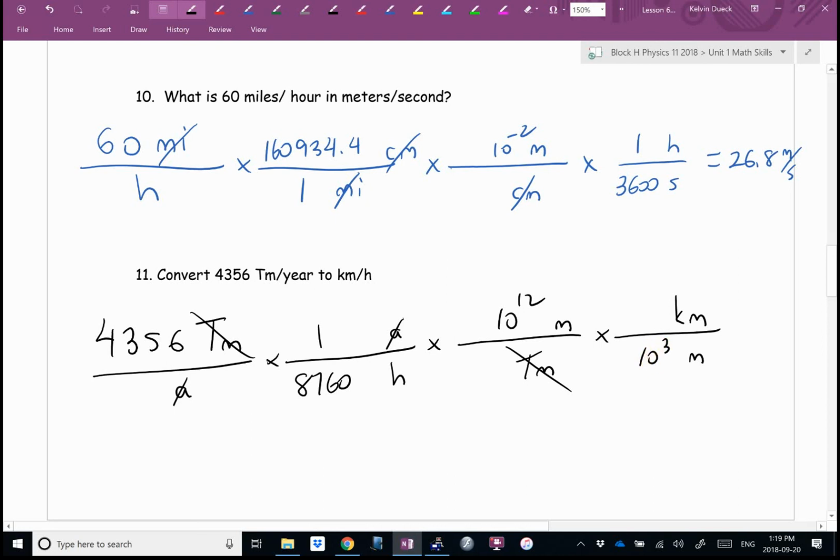It's going to go on the bottom this time. So I guess on my calculator I'm going to go 4356 times 10 to the 12th divided by 8,760 and also divided by 10 to the 3rd. What do you get?